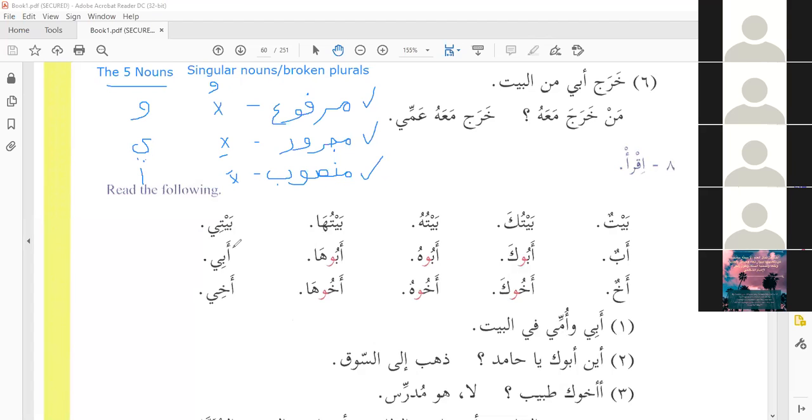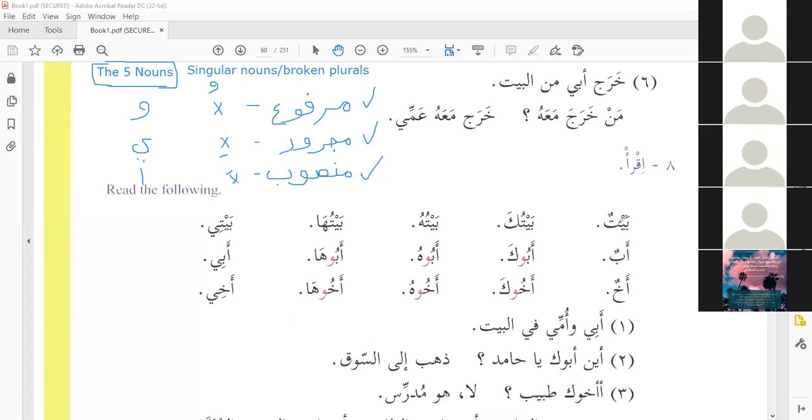only when they are mudaf. Okay, so that's what we're going to notice here. It's not that they always use them. They use them if they're mudaf. And you've gotten a taste of this with the conversation when we were talking about abuka. Ab is one of these 5 nouns. So we're going to demonstrate what we're talking about here with these examples.